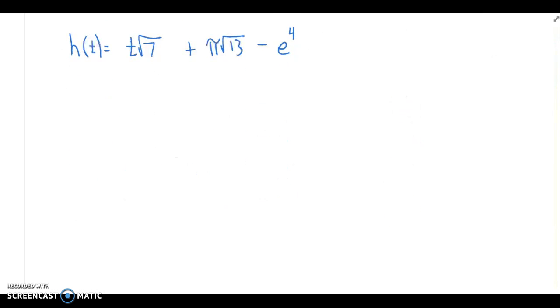The next one here we have is h of t, and the square root of 7 doesn't mean that t is to the 1/2. This is just a constant number. So as we find this derivative, it's going to be square root of 7 using the power rule.